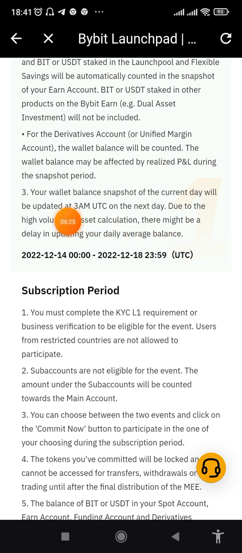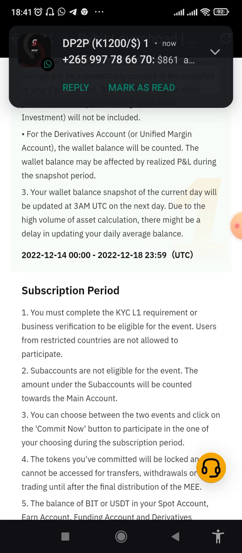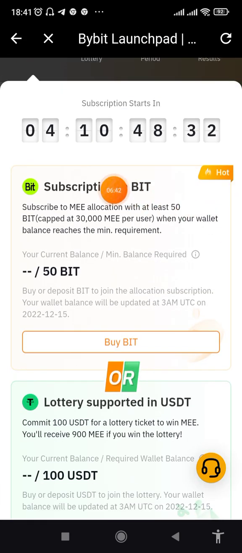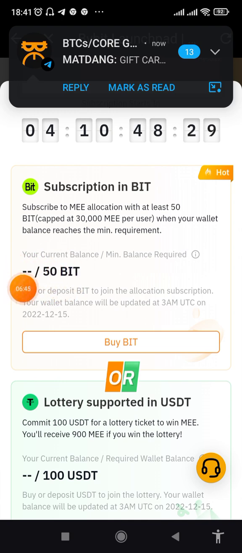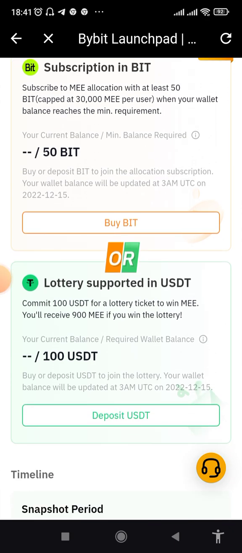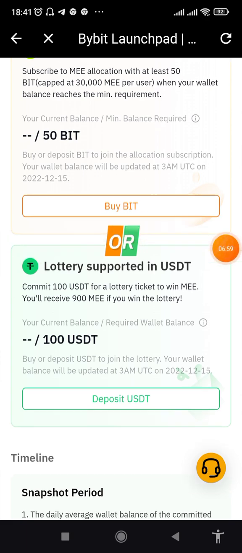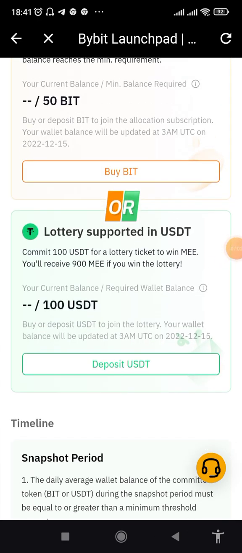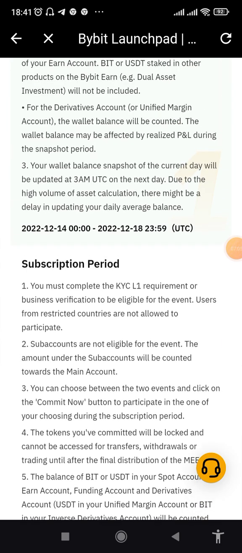Okay, so during your snapshot, it says that your balance in the snapshot of the current day will be updated on the next day. That means it counts the amount of BIT you have today and will tell you tomorrow. As you can see here, it hasn't shown me that I have 55 BIT, but I have 55 BIT in my account. So it will tell me tomorrow that I have 55 BIT if the snapshot elapses. The snapshot has started today, so tomorrow it will show.